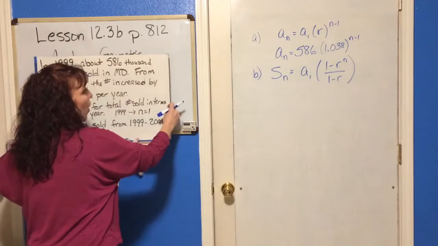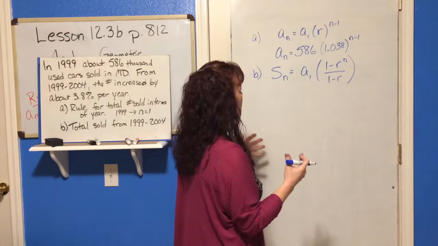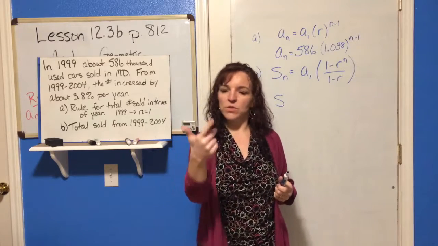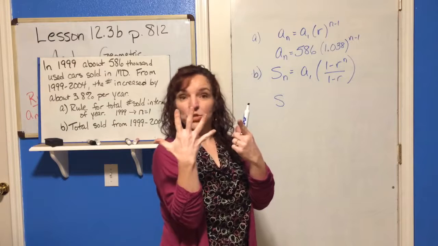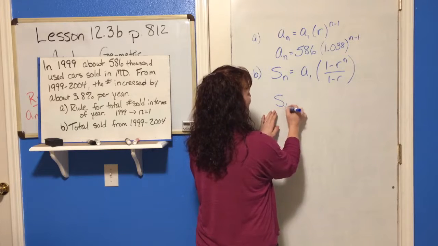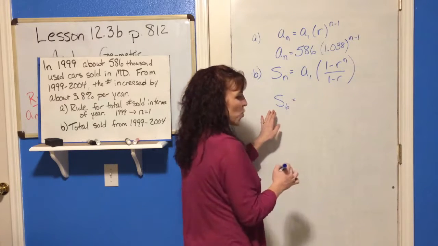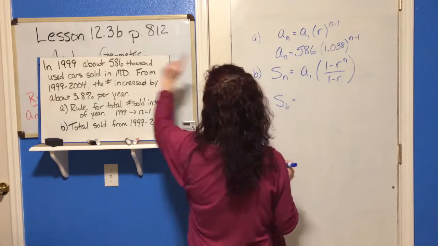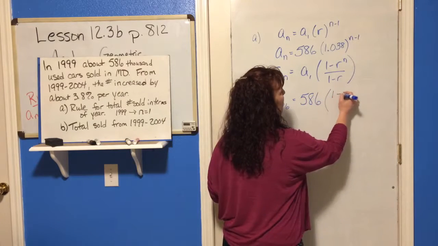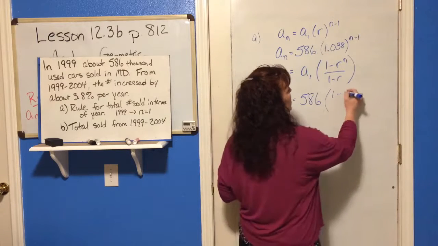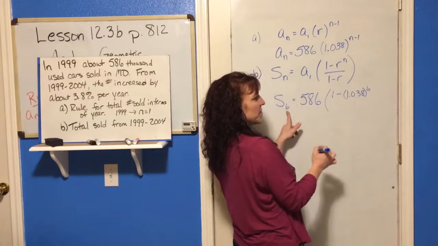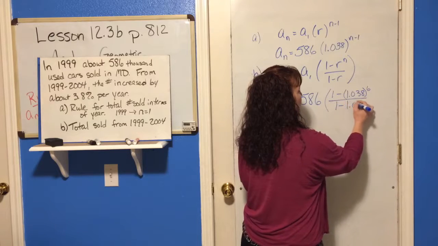All right, so now, once again, I can just plug in what I know. So this is going to be the sum of how many years? Well, we've got 1999, 2000, 2001, 2002, 2003, 2004. I've got 6 years included in this total. So I'm going to do the summation of 6 years. And that's going to equal the first term, which is the 586, times 1 minus my rate. And you remember your rate is 1.038 raised to the n power, which is 6. And I'm going to take that over 1 minus 1.038.